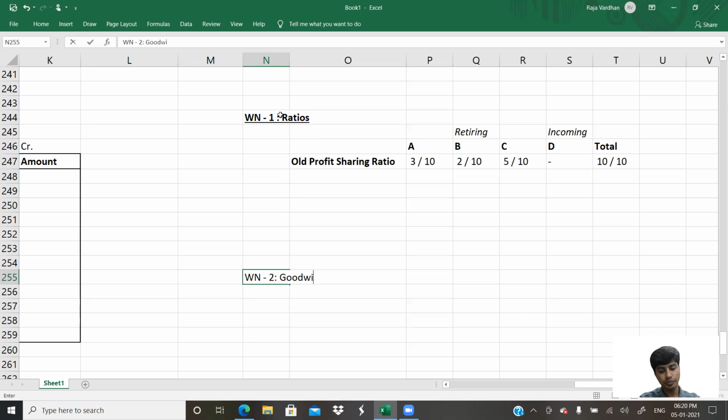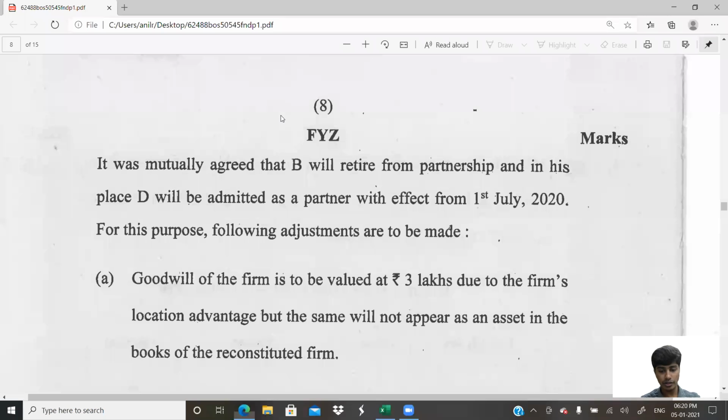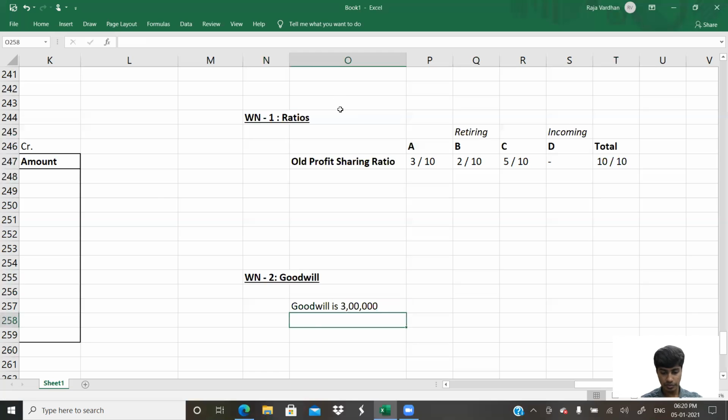Goodwill. It is to be adjusted. It should be raised and written off or adjusted through capital accounts. How much is the goodwill? Goodwill amount is 3 lakh. Am I right? Look what they've given. 3 lakhs. Adjusted without opening goodwill account.